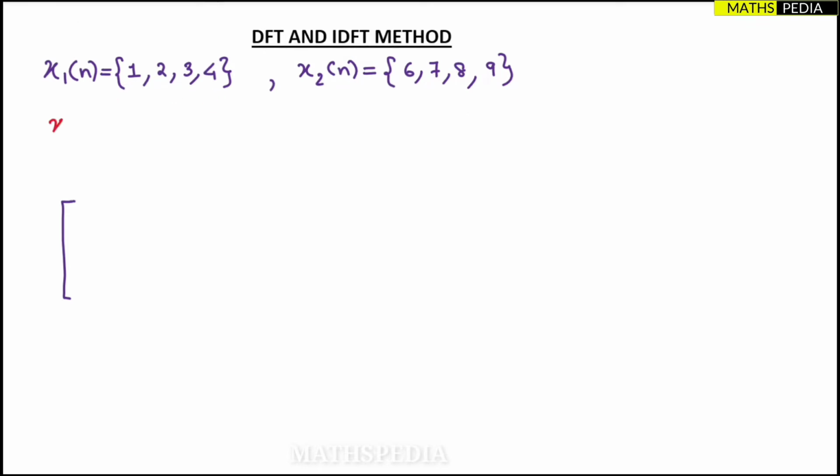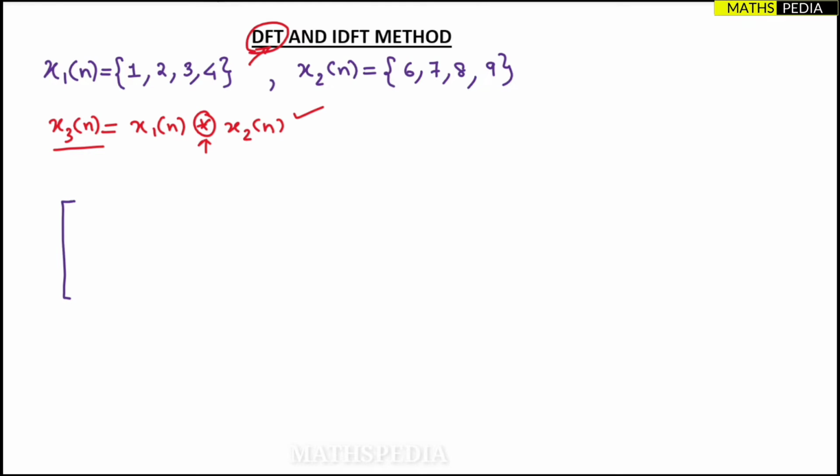So here let me take x3 of n as the circular convolution of x1 of n and x2 of n. This is the symbol for circular convolution. You might have studied linear convolution; we are only putting a circular sign here. That is the difference. Now we need to find x3 of n, which is nothing but the circular convolution of x1 of n and x2 of n. Now how do we find it? As the name of the method is DFT and IDFT, first we have to go for the DFT.